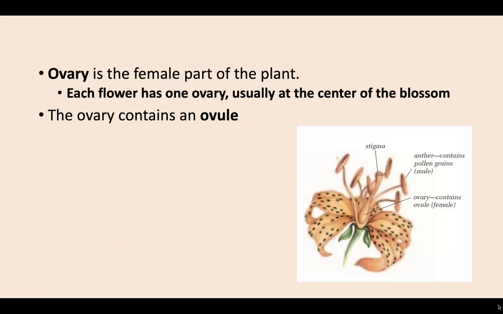The ovary is the female part of the plant, and this is typically in the flower. Every flower has one ovary, usually at the center of the blossom. So in this case, right here. The ovary will contain an ovule. An ovule is basically the egg. So that is the female genetic information.